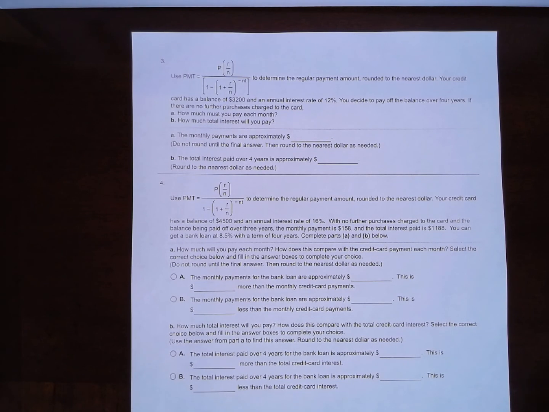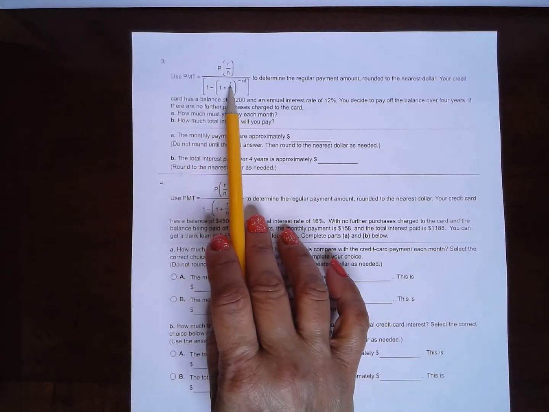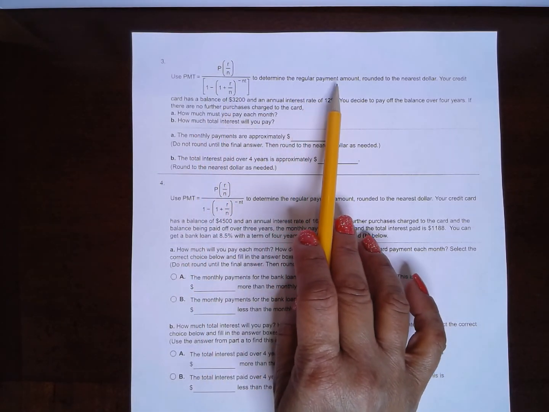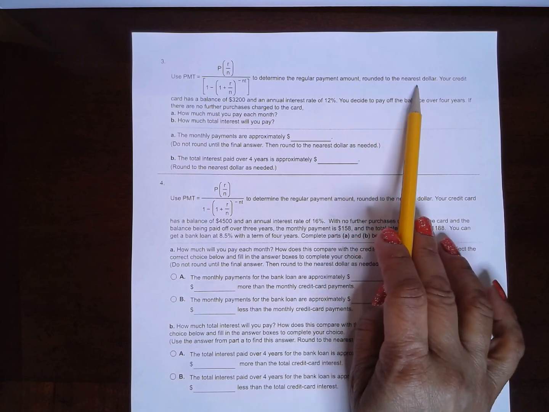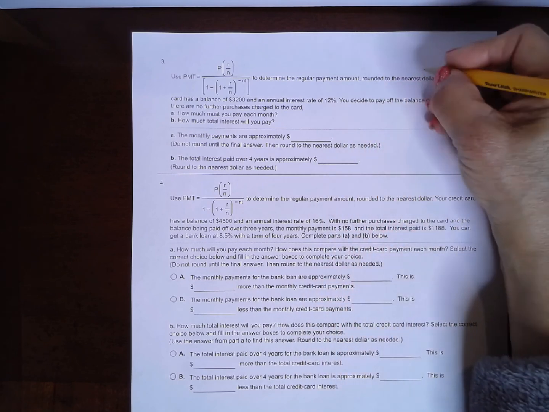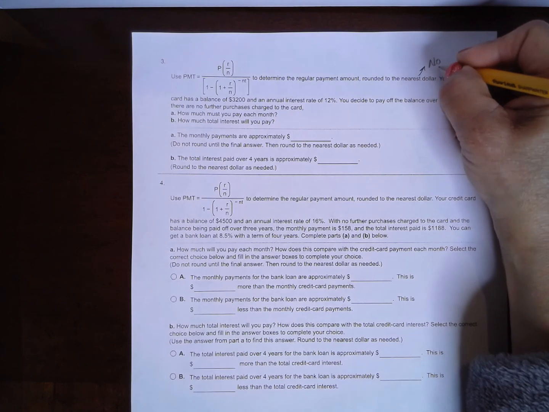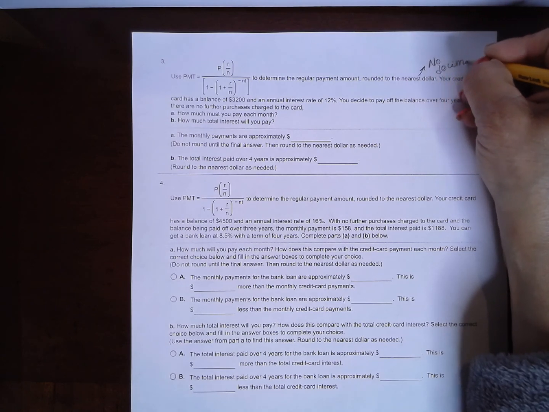Question number 3 from section 8.8. So we're going to use this formula for the payment to determine the regular payment amount rounded to the nearest dollar. Again, nearest dollar means no decimal places, no decimals.